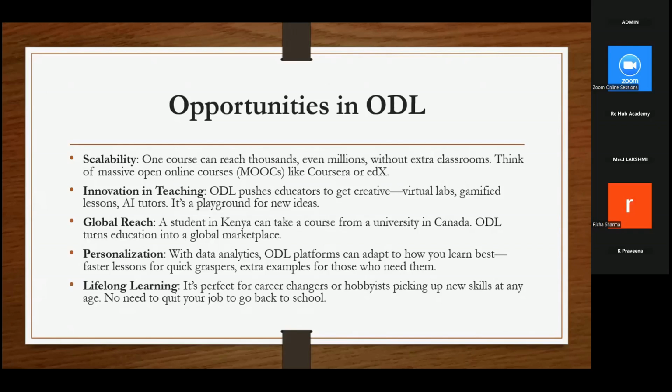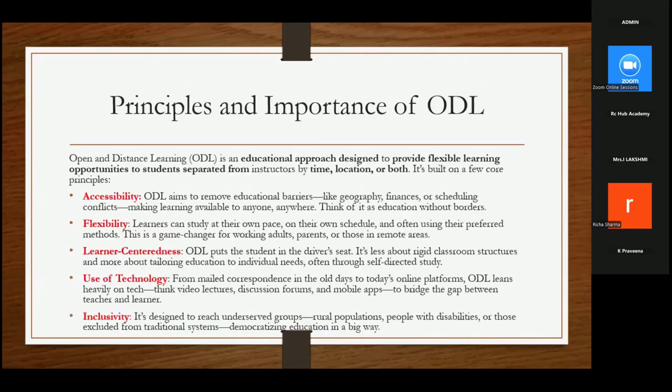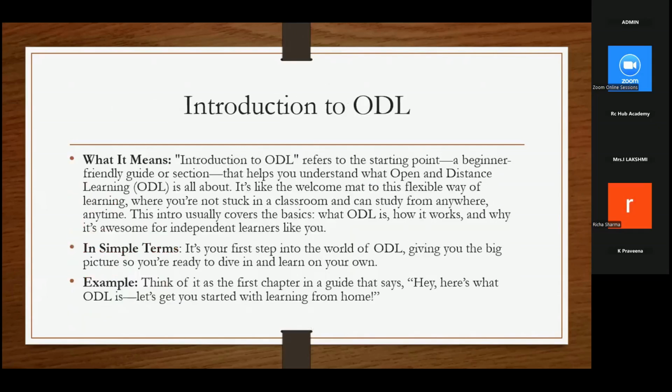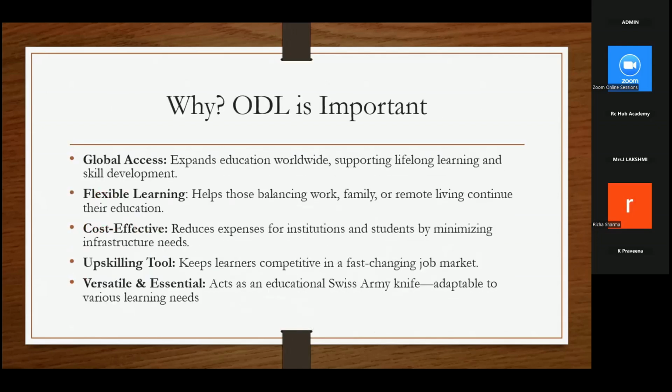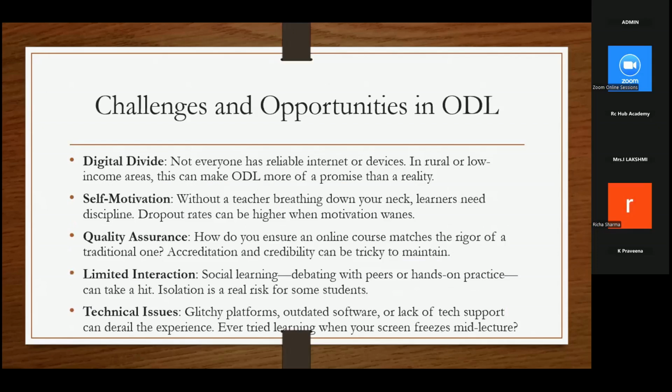So when you come to open and distance learning, you have to understand what open and distance learning is. The first thing is, it is not classroom teaching. It is called flipped room teaching, where I can go through the learning on my own, sitting in my own place, and I'm going to get a degree. And that is called open and distance learning. So these are the principles, why it is important, and the challenges.